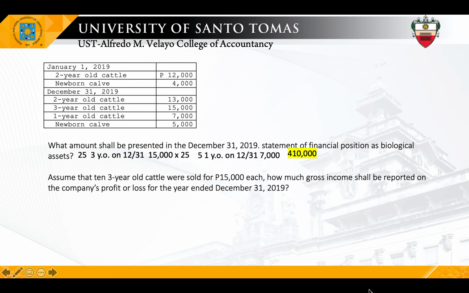Next, assume that 10 3-year-old cattle were sold for 15,000 each. The selling price is equal to the fair value less cost to sell of the asset by December 31. How much gross income shall be reported on the company's profit or loss? Actually, the question here is the total income to be reported in the statement of profit or loss by December 31, 2019. Again, that is the total change in fair value. And in this problem, our change in fair value is the changes due to price change and physical change, which are 80,000 and 30,000, in total 110,000. So that is our total gross income for the year.